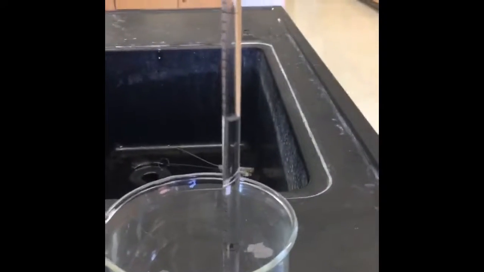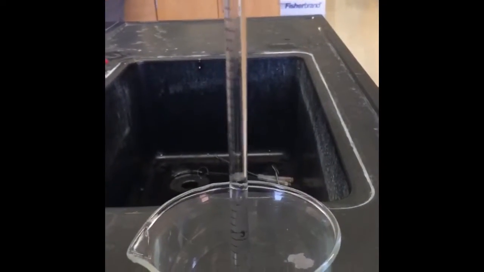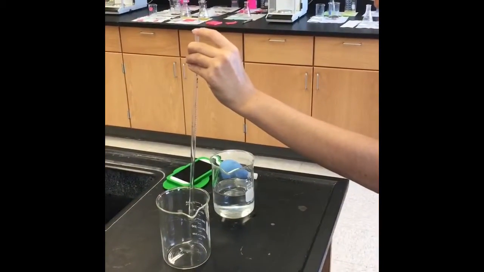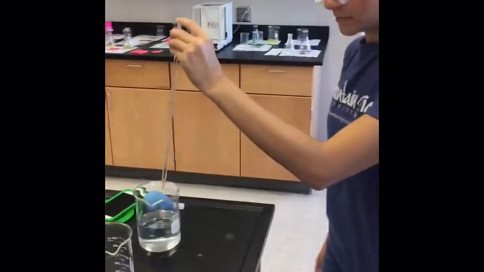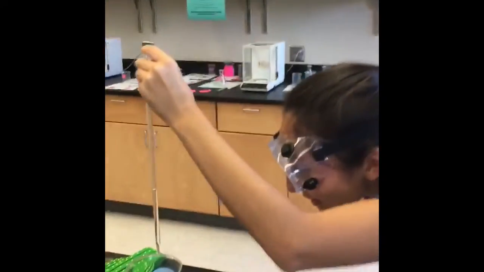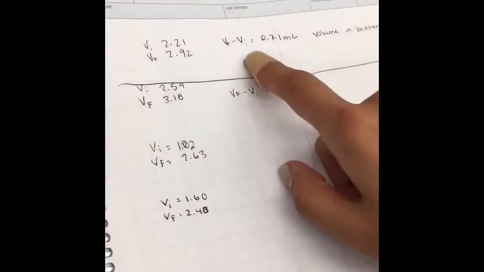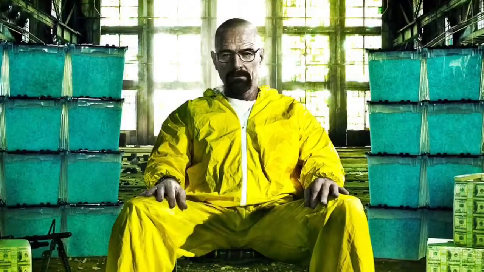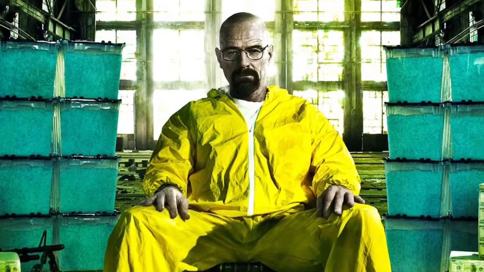The initial volume is 2.21. The final volume is 2.92. The volume in the beaker amounts to be 0.71 milliliters, and I found that by subtracting the initial volume from the final volume. Next, we'll look at how Forrest conducts the experiment.